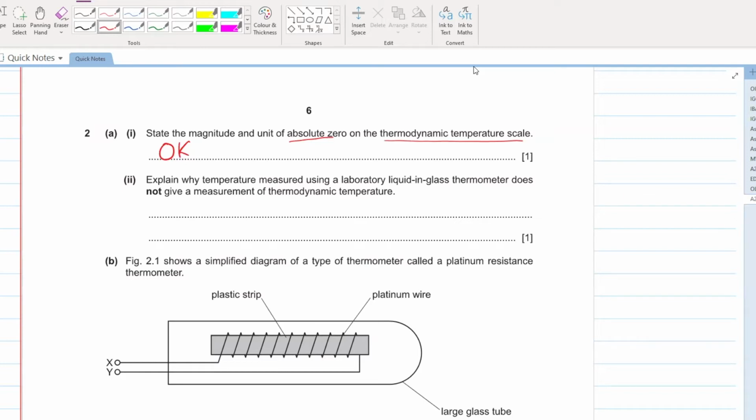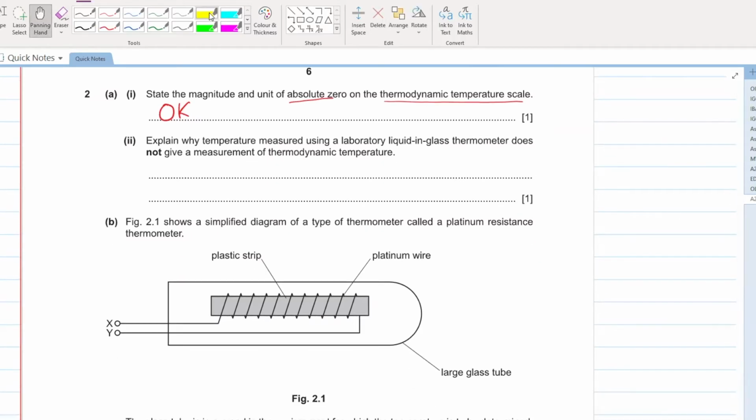In terms of thermodynamic temperature, what is absolute zero? 0 Kelvin or 0 K. Okay. Now let's further move ahead. Explain why temperatures measured using a laboratory liquid and glass thermometer does not give a measurement of thermodynamic temperature.